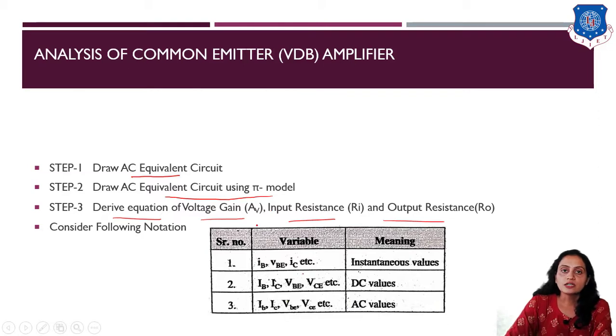For deriving all these voltages and currents, we are going to use the notation for instantaneous current and voltage values. Voltages and currents are shown with small letters, and in the subscript capitals are used. For DC values, all voltages and currents are shown with capitals, and the subscript is also capital, that is IB stands for the DC base current. For AC values, voltages and currents are shown with the capital letter and subscripts in small letters. So Ib means the AC value of the base current. These are the notations we are going to follow while doing the analysis.